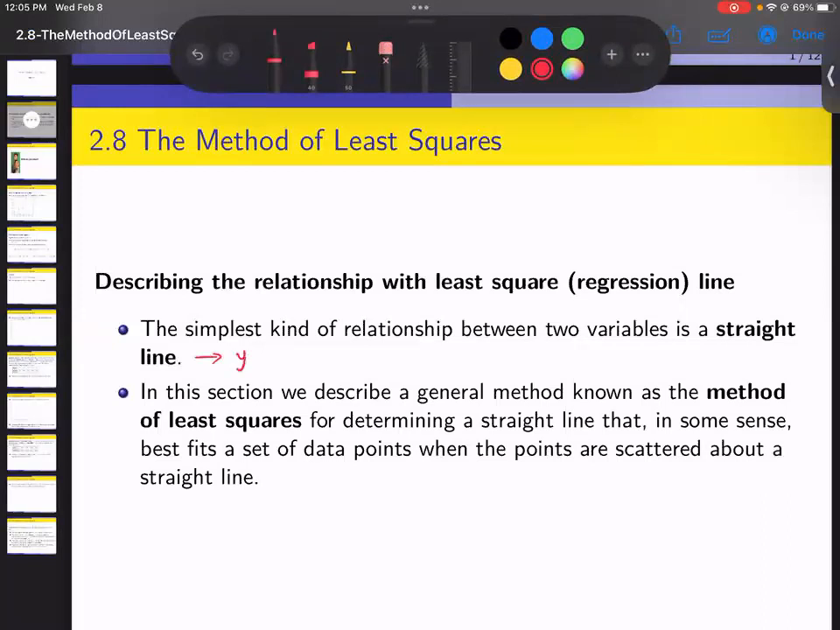And the function of the straight line is y equals mx plus b.